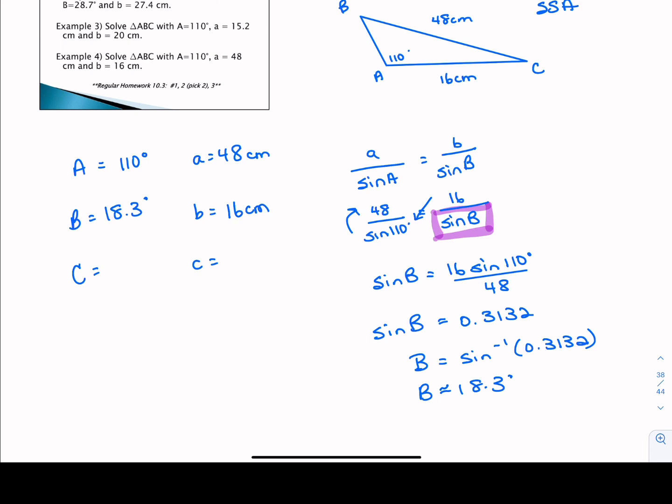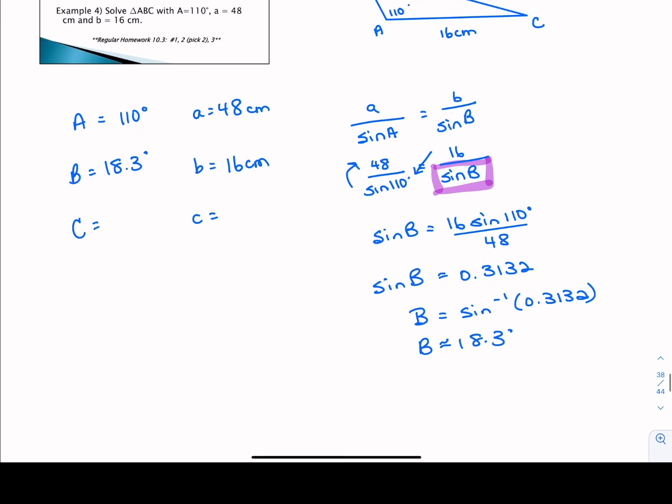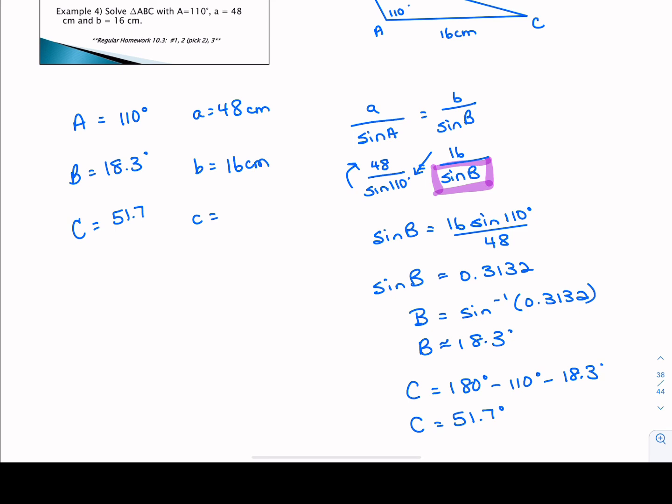And now that we have 2 out of 3 angles, we can go ahead and find that third angle using subtraction. We're going to need that third angle before we can solve for side C anyway, so we might as well do that here. Angle C is going to be 180 degrees, which is the sum of all 3 angles, minus we have 110 degrees for angle A, so 180 minus 110, and then we're also going to subtract our newfound angle of 18.3 degrees. So when you subtract all of those measurements from 180 degrees, we get angle C measuring 51.7 degrees. So we can fill that into your chart as well.